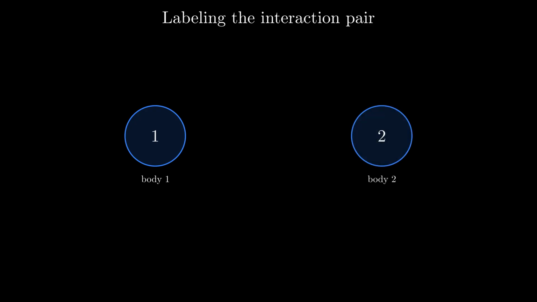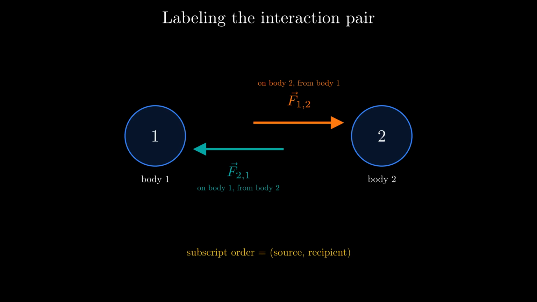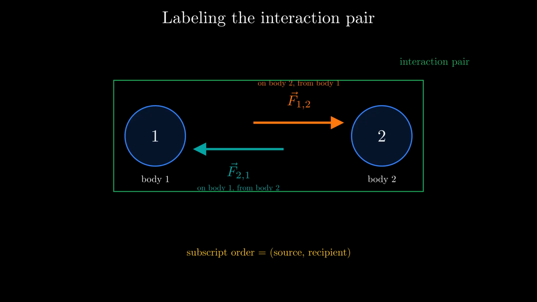Let's label the pair carefully because the bookkeeping matters. Take two bodies interacting with each other. Call them body 1 and body 2. The force on body 2 coming from body 1 we write as F12. The force on body 1 coming from body 2 we write as F21. Read the subscripts in order. The first number is the source of the force, the second is the body it acts on. Body 1 pushes on body 2, body 2 pushes back on body 1. Two forces, one interaction. We call this pair an interaction pair.